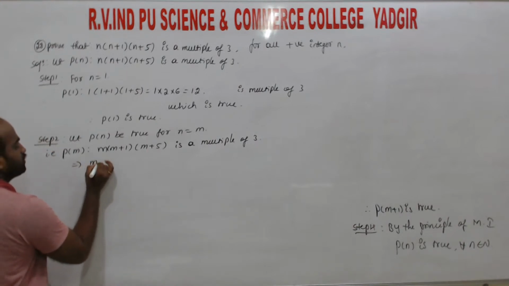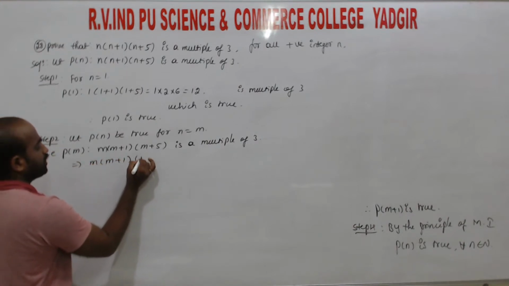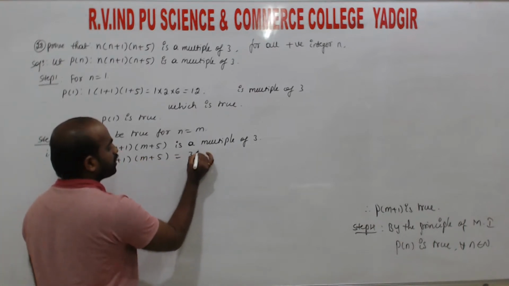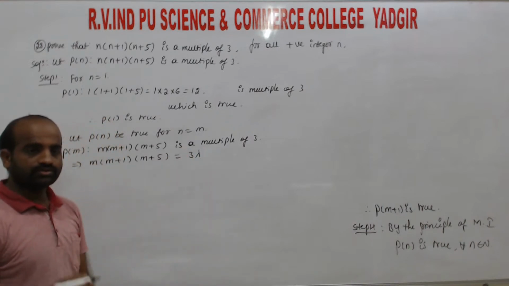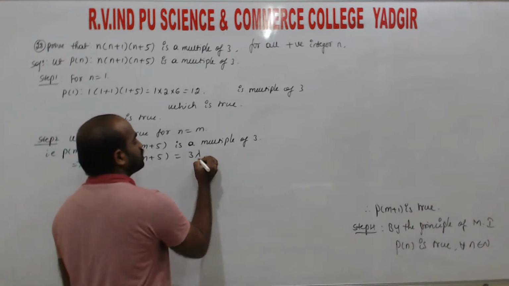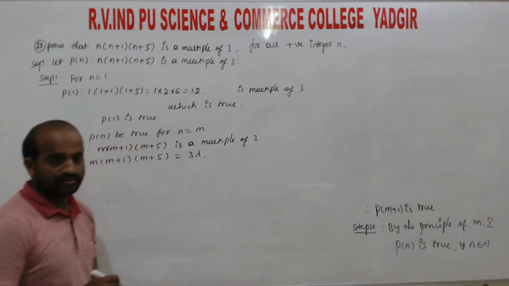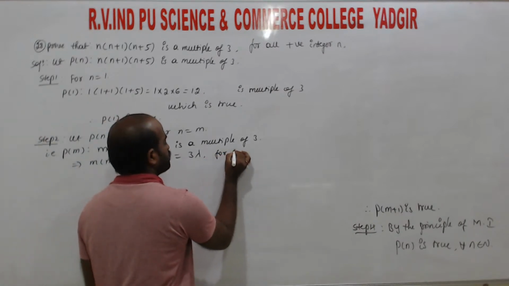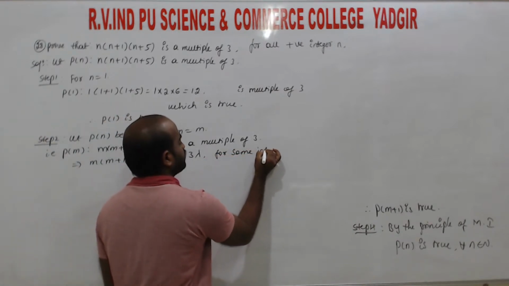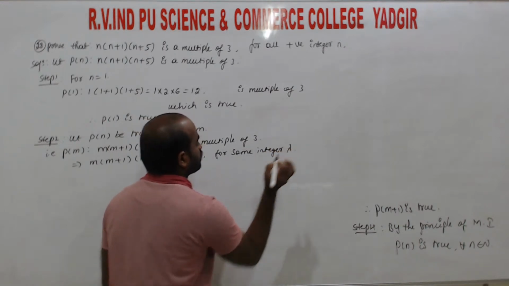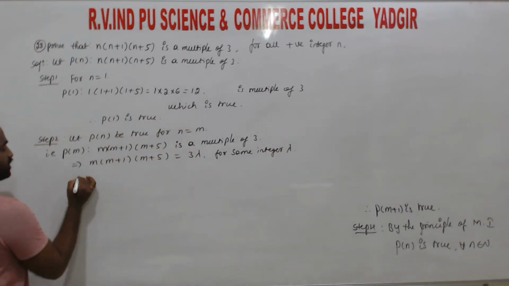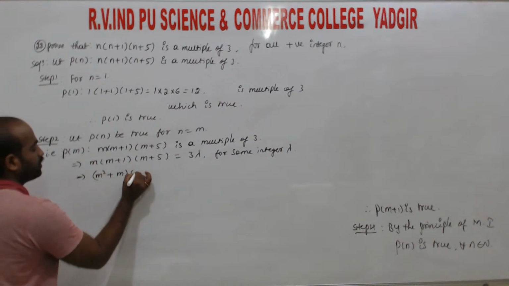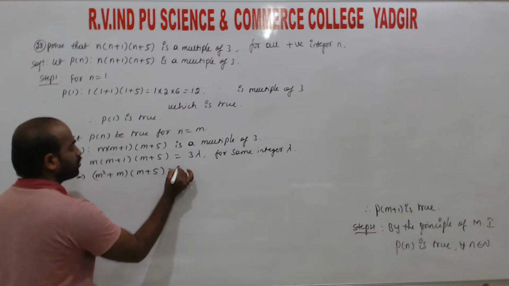This implies m into m plus 1 into m plus 5 is equal to 3 lambda, where lambda is an integer, for some integer lambda. Okay, this can be written as m into m plus 1 into m plus 5 equal to 3 lambda.